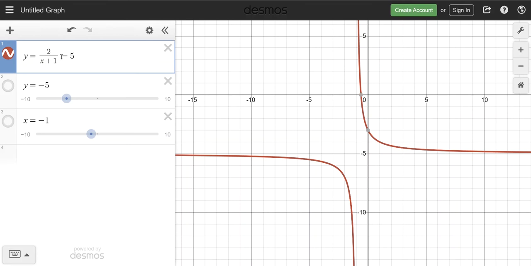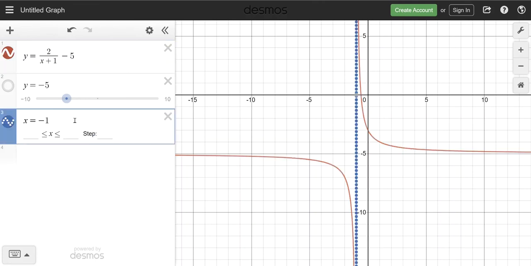Okay, and then, as I think you can easily see, we've been translated downward 5 units. 1, 2, 3, 4, 5. So this right here is the horizontal asymptote y equals -5. So let's turn these on one at a time. First of all, let's do our vertical. X equals -1. Right there it is.